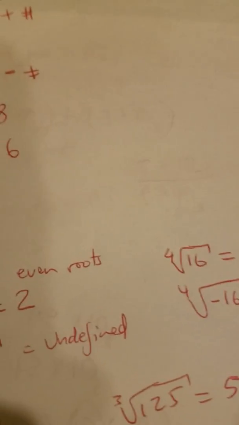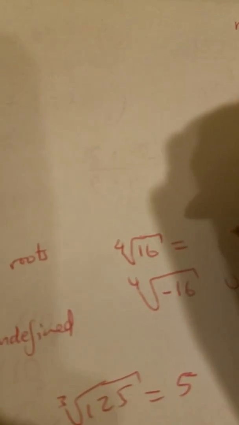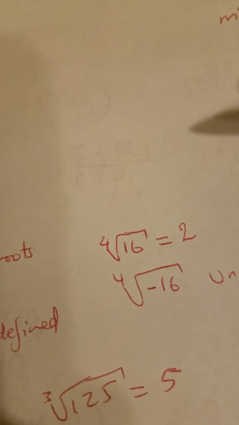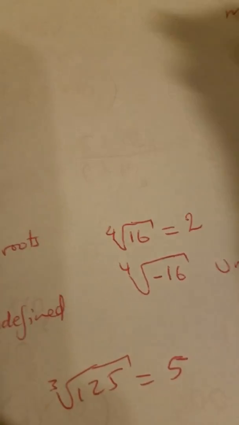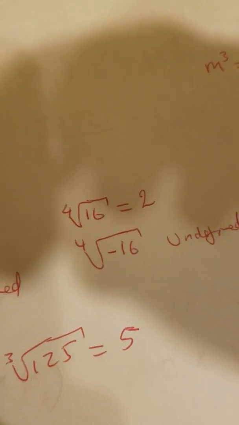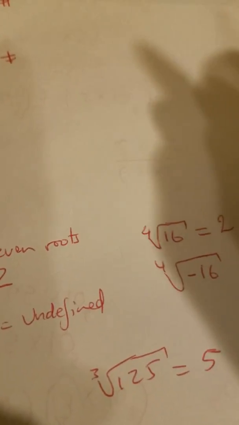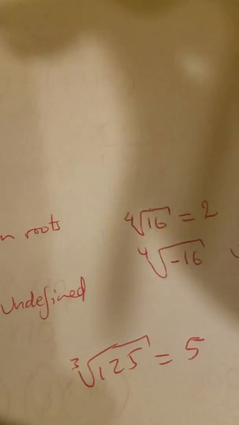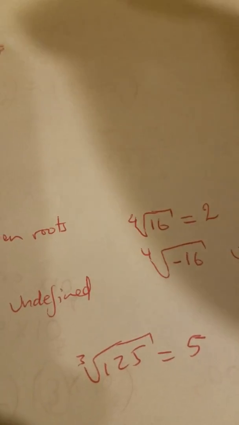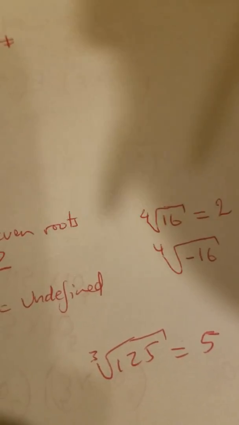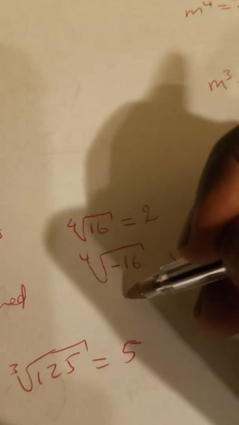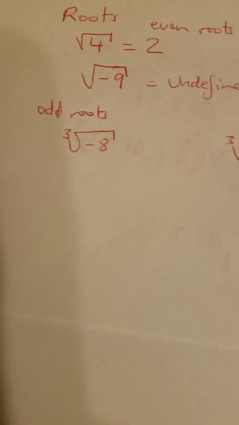Same thing for the fourth root of 16, which is going to be just 2 because 2 times 2 times 2 times 2 is 16. But we cannot find a number that we can multiply 4 times to get -16. That's why if the root is square root, fourth root, sixth root, eighth root, you cannot have a negative number. It's undefined. Now that's not the case for odd roots.